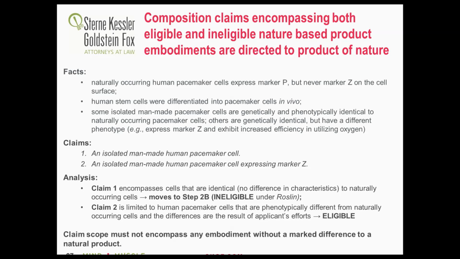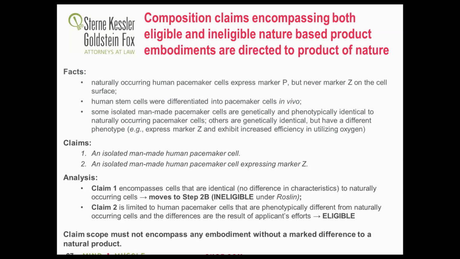The claim is to an isolated man-made human pacemaker cell. As I already mentioned, the fact that the cell was isolated or that it was man-made is not enough to render it eligible. The office looks at the actual claim composition and determines whether the composition itself is different from the natural counterpart. Here, the comparison is between the pacemaker cells that were in vitro produced and the naturally occurring cells. And the fact pattern already discussed that the in vitro cells and the naturally occurring cells have the same genotype. They come from humans, and some of the in vitro cells are also phenotypically identical to the naturally occurring cells.